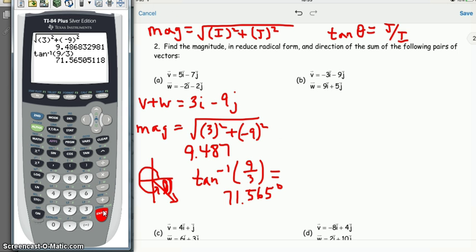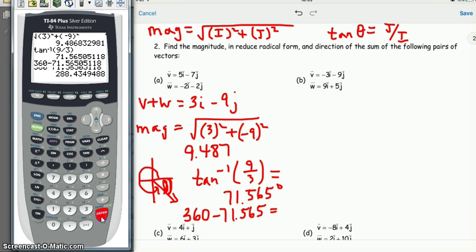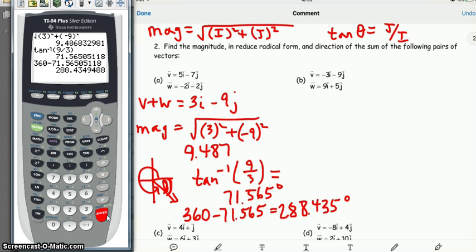Now, because that is this angle, and I want the other angle, we're going to have to subtract that value from 360 because it's in the fourth quadrant. So if I do 360 minus that angle, I end up with 288.435. That's the direction. So your magnitude is 9.487 and your direction is 288.435. So for letters A, B, C, and D, that's all you're doing to find that.